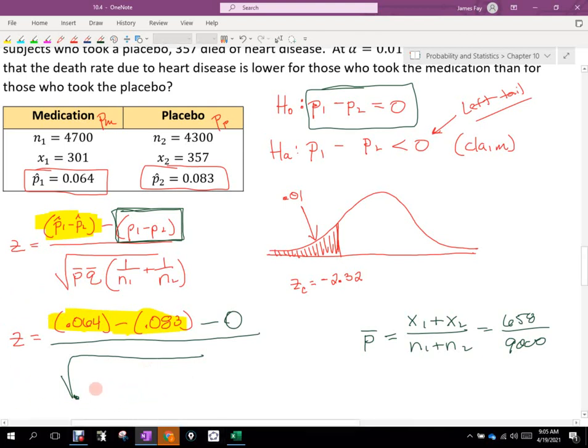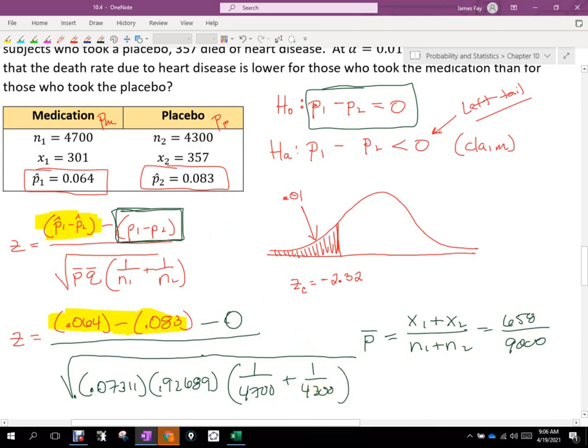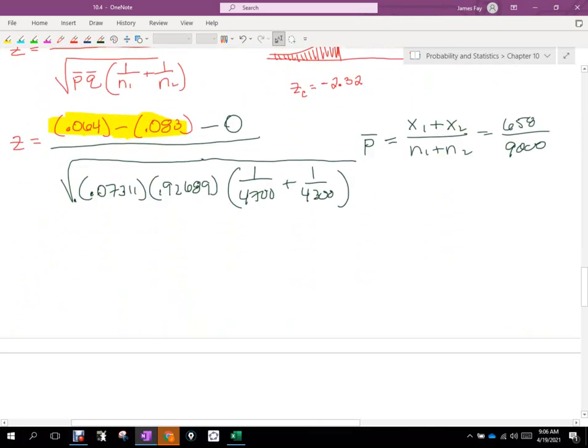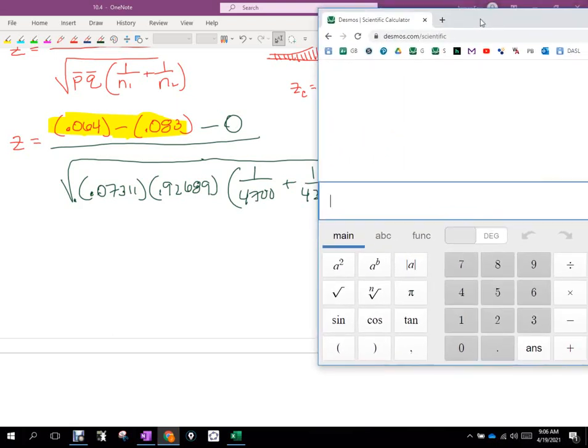So let's just kind of clean this up a little bit. So P bar 0.07311, Q bar 0.926, and then times 1 over n sub 1, which is 4,700, plus 1 over n sub 2, which was 4,300. Okay. So I know there's some rounding here that I've done. I'm going to jump to Desmos and just see if we can maybe mitigate some of that rounding.